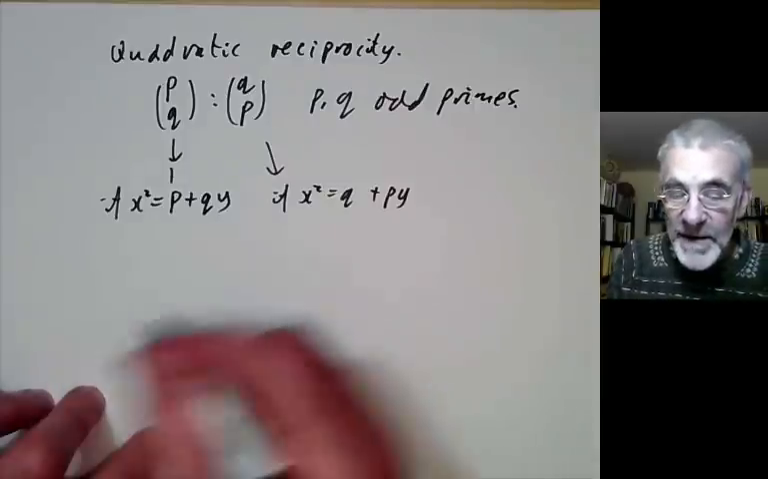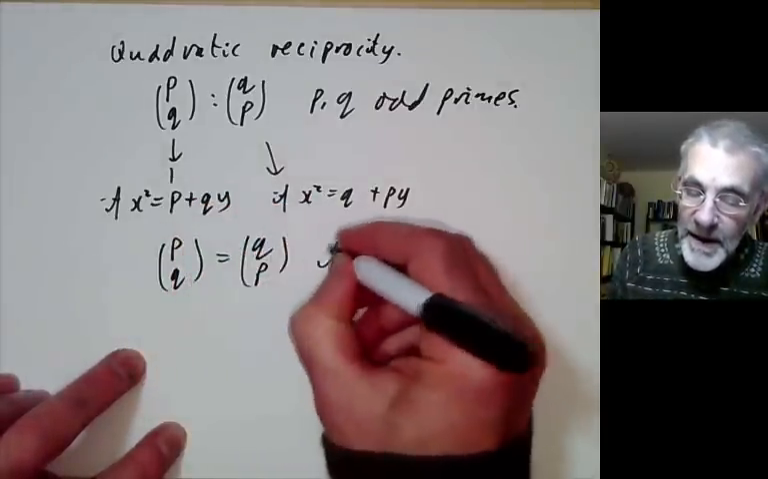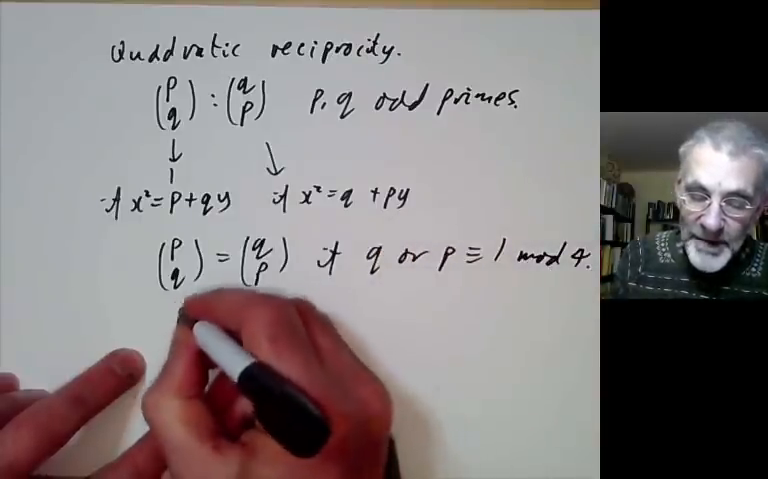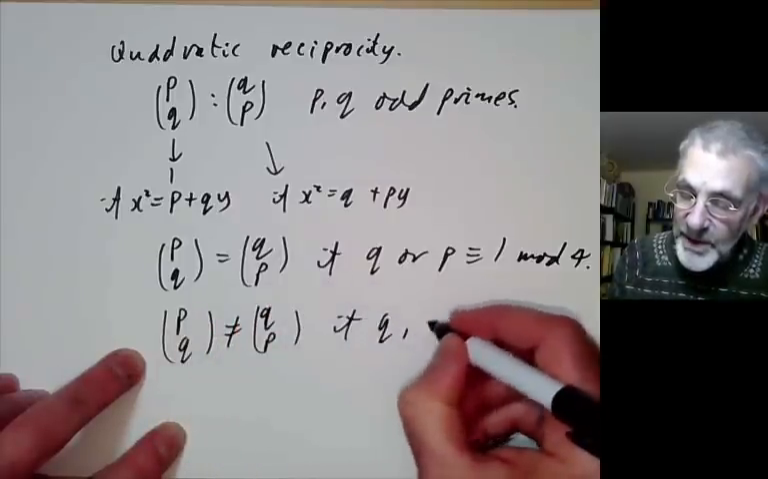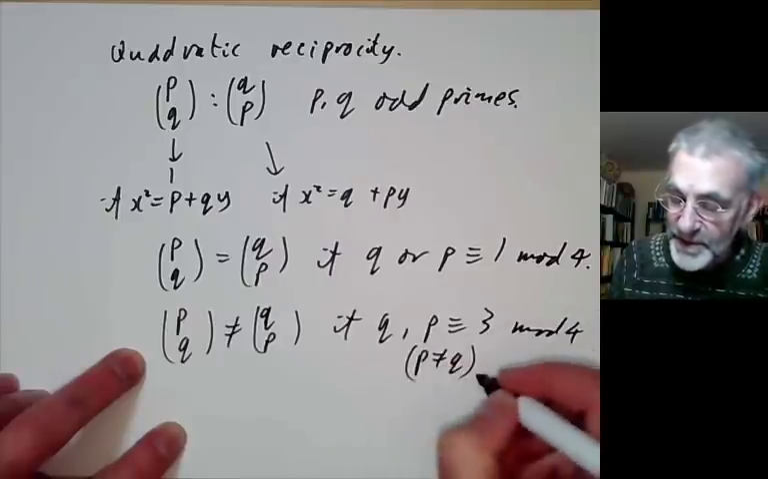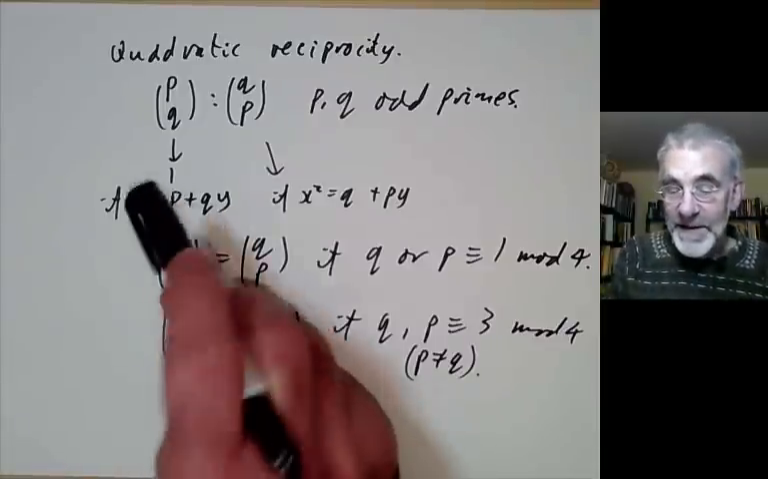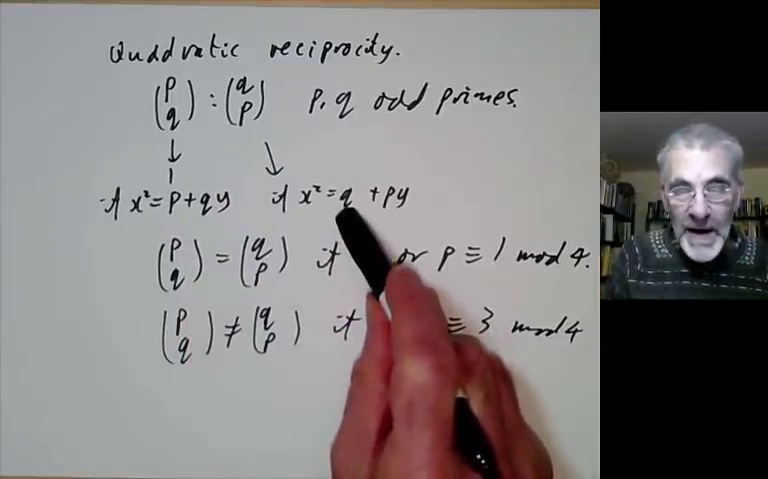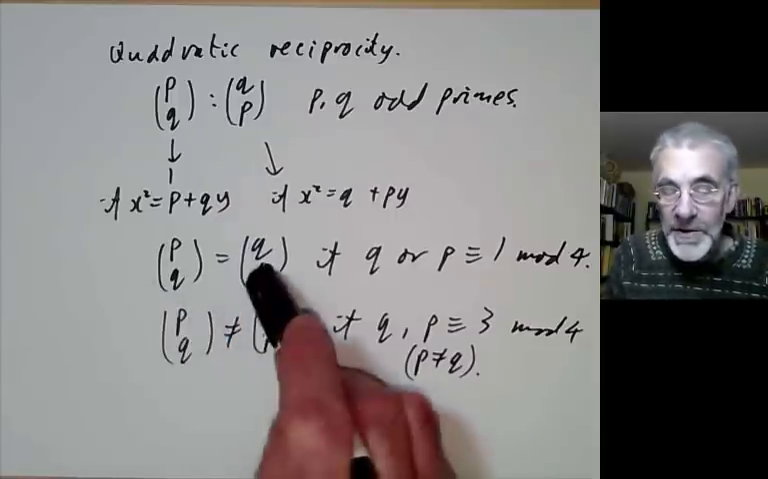So what Euler discovered empirically is that (p/q) is equal to (q/p) if q or p is congruent to 1 modulo 4, and (p/q) is not equal to (q/p) if q and p are both congruent to 3 modulo 4. That's for p not equal to q, I guess. This is really kind of amazing, because what it means is these two apparently unrelated equations are somehow very closely linked to each other. So this is a sign that there's some very subtle hidden structure going on.